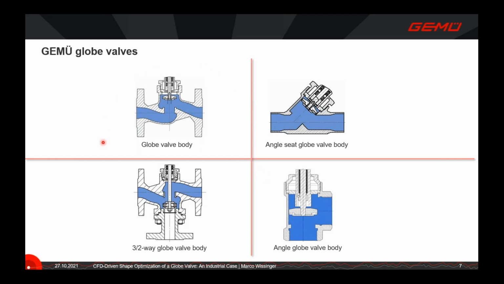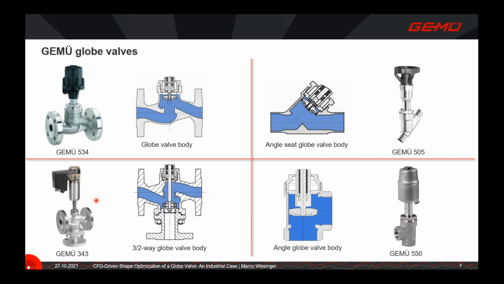On the top left, it's a standardized globe valve body. To the left, it's an angle seat globe valve body. Then there is the 2-3-way globe valve body and an angle globe valve body. And to give you a more detailed picture of these products, I brought some photos of these valves. And here you can again see Gemu is not only producing the globe valve bodies itself, but also the actuators.